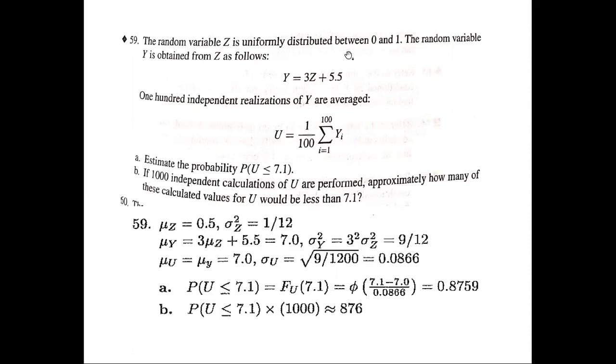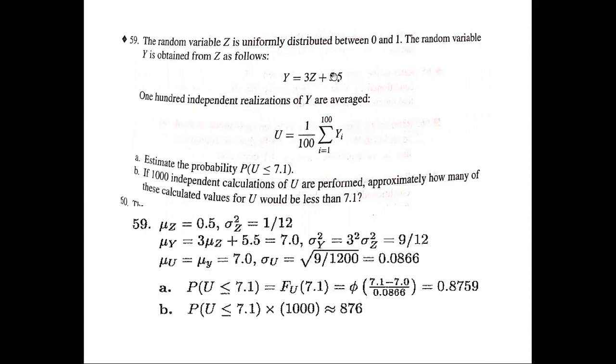So the mean of y, that is expectation of y, will be equal to expectation of 3z plus 5.5. That is 3 times expectation of z plus expectation of 5.5. Expectation of 5.5 will be 5.5, and 3 into expectation of z. Expectation of z is mean of z, that is 0. 3 into 0 plus 5.5 will give me the value, which is 5.5.